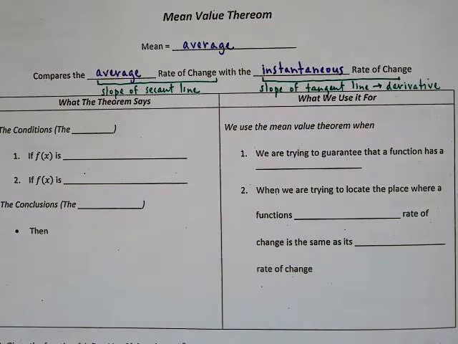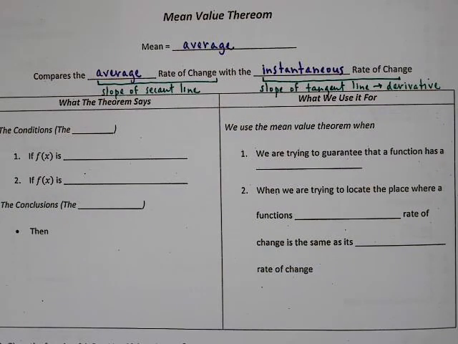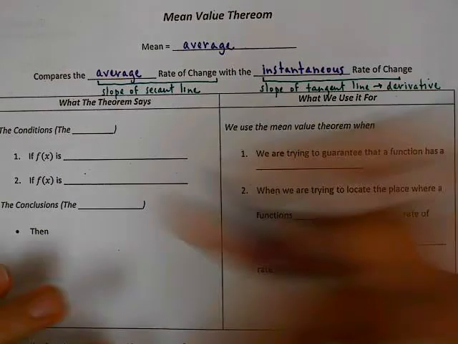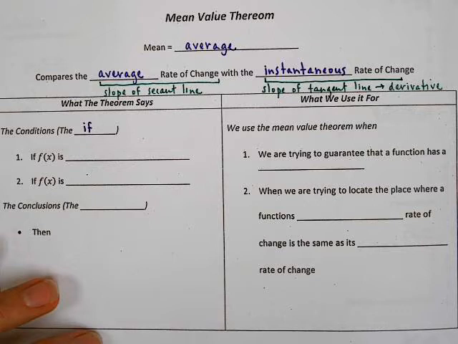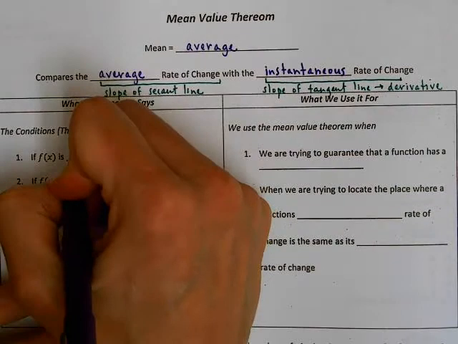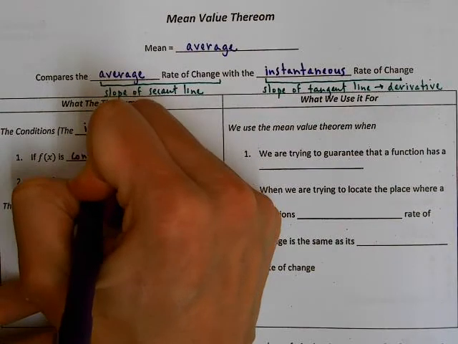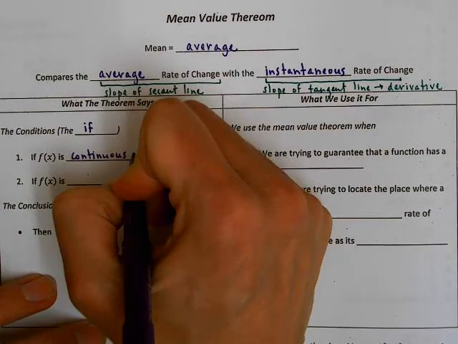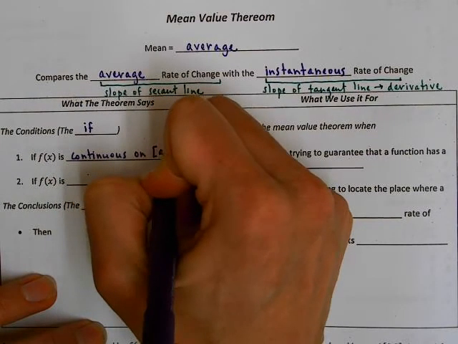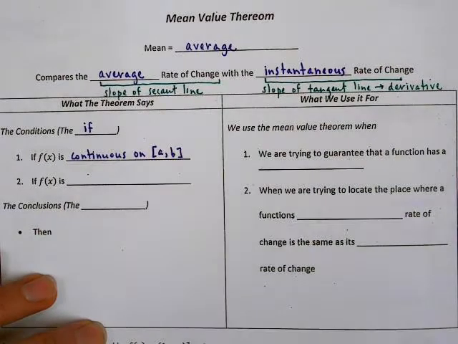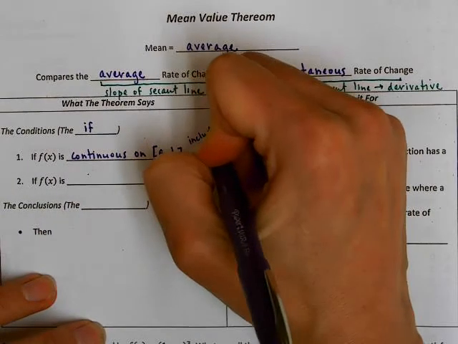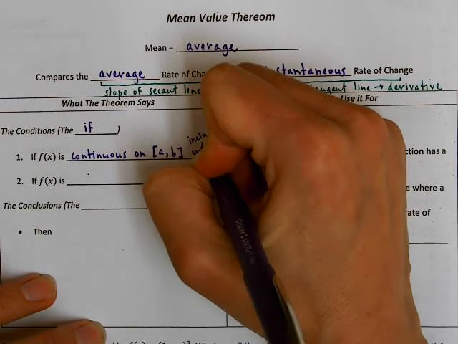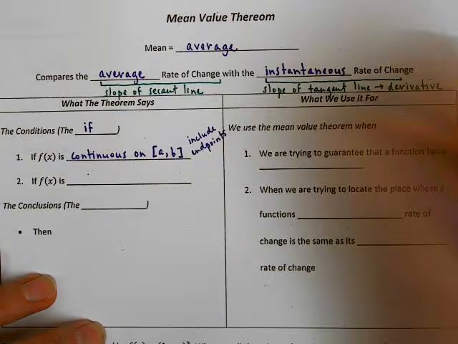Okay, so here's what's going on with the mean value theorem. There are two conditions, or what we call the ifs. Our first condition is if f of x is continuous on a closed interval from a to b. Those closed brackets mean we include the endpoints. So I'm continuous on an interval, including those endpoints.